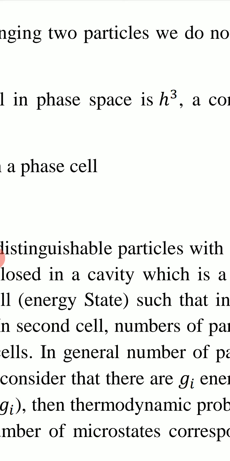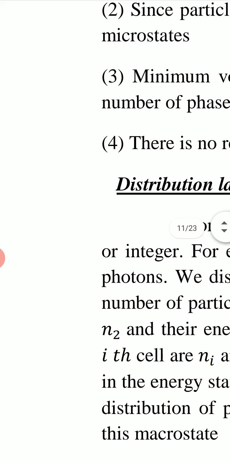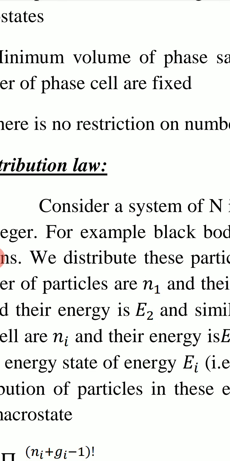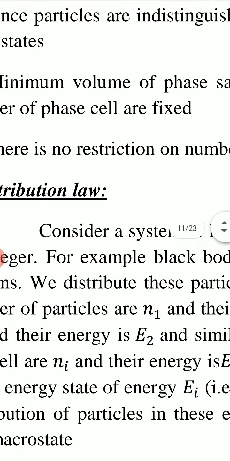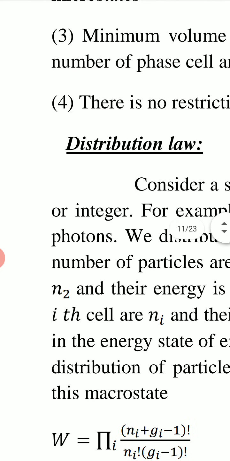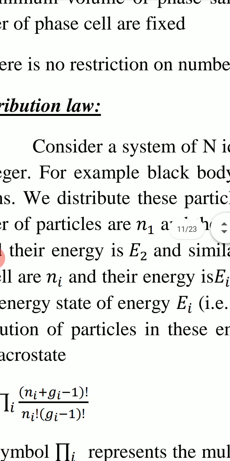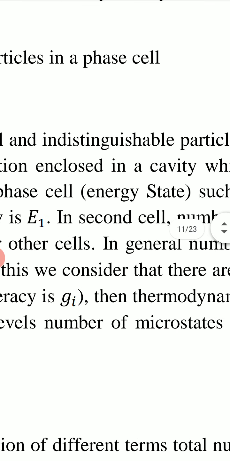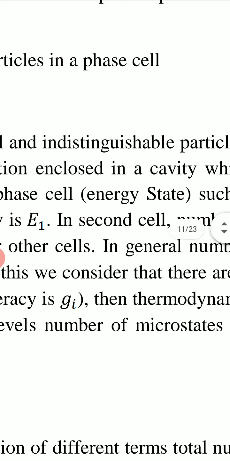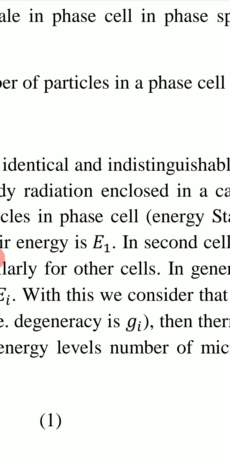For quantum statistics, here h is constant, so this volume is constant. h is Planck constant, a constant, so number of phase cells are fixed. Since volume of phase cell in phase space is constant, number of phase cells in phase space are fixed. And number 4, there is no restriction on number of particles in a phase cell. There may be any number of particles in each phase cell.